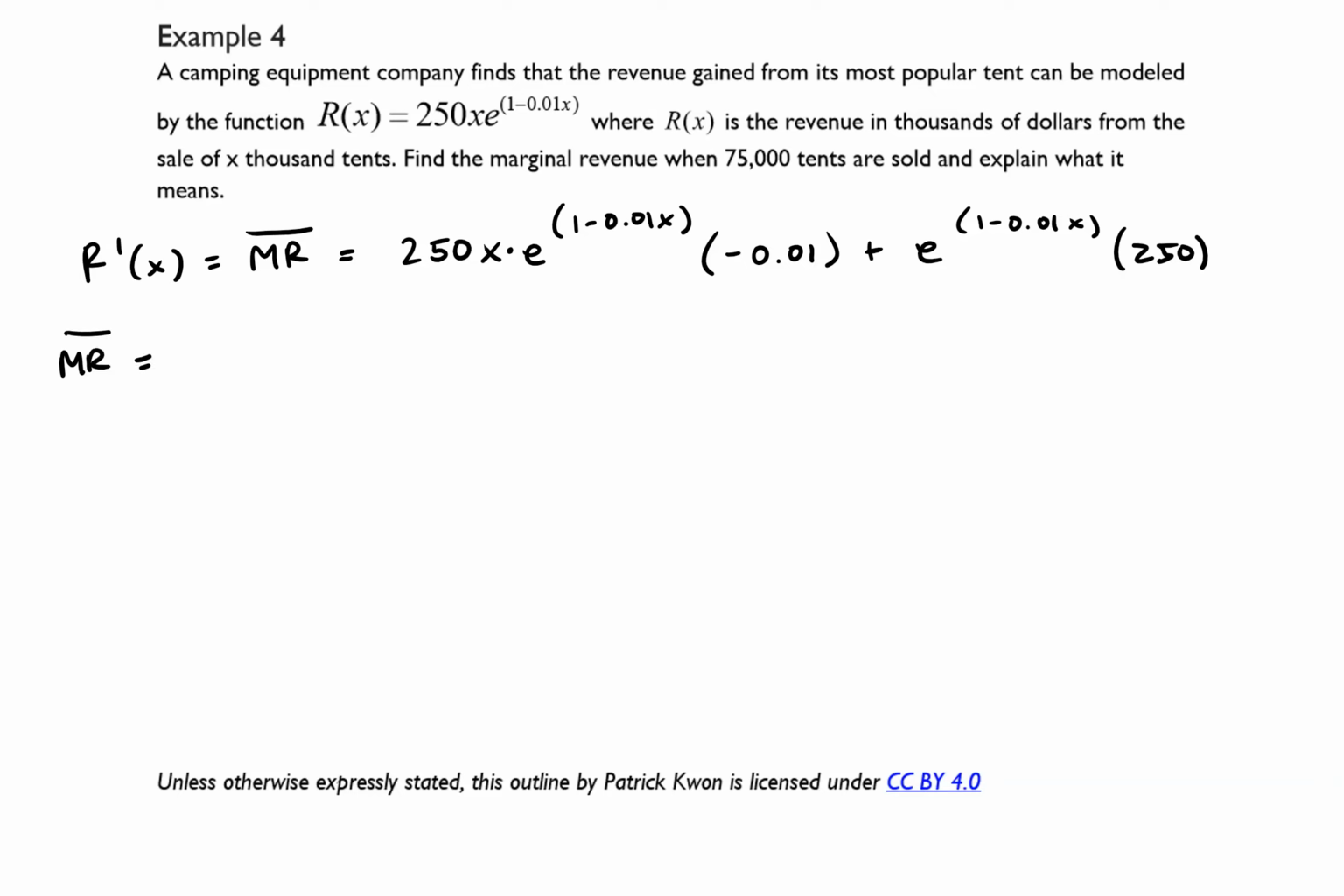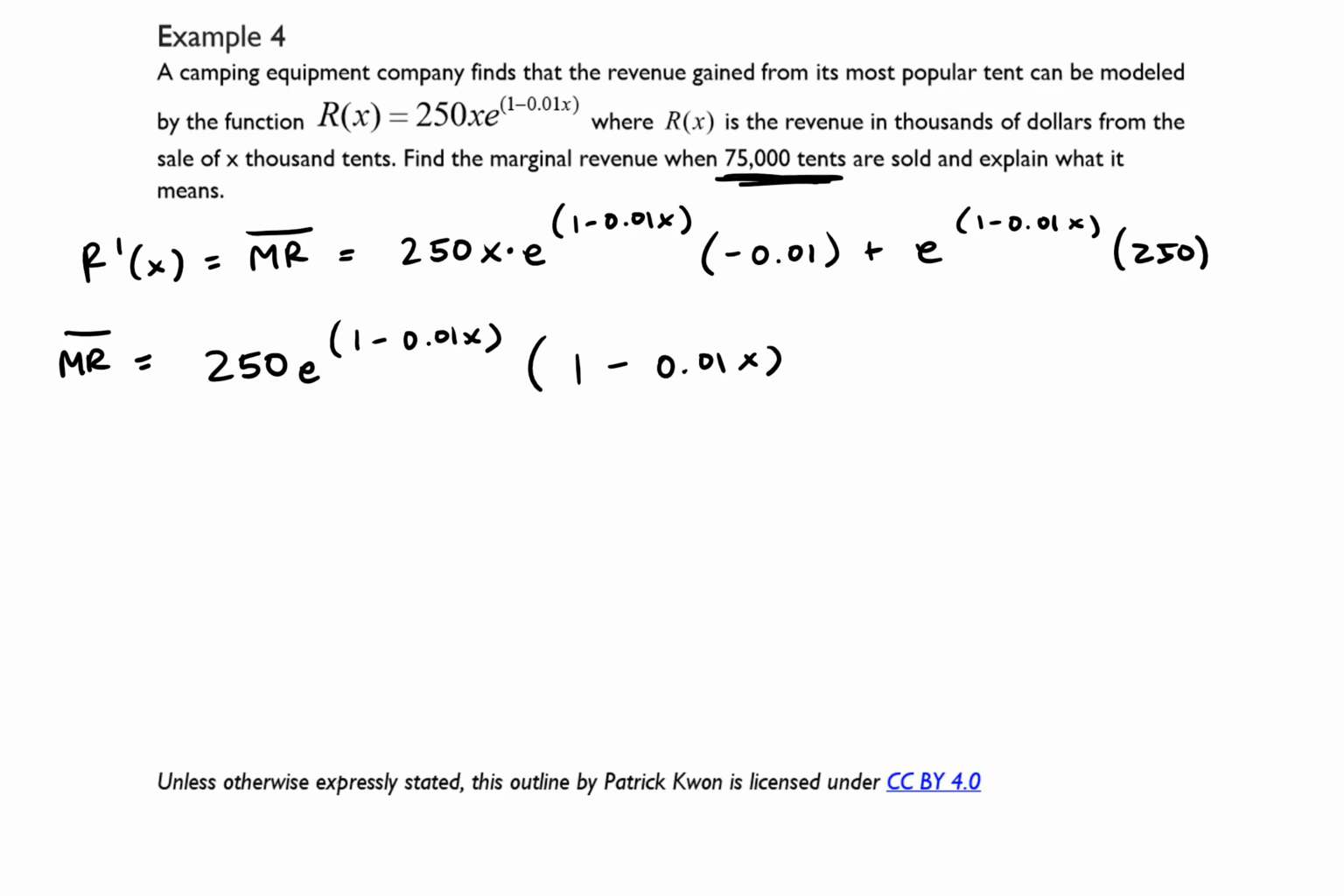And so if we clean that up a little bit, we can factor out a 250, and we can also factor out e to the power of 1 minus 0.01x. And that's going to leave us with 1 minus 0.01x.